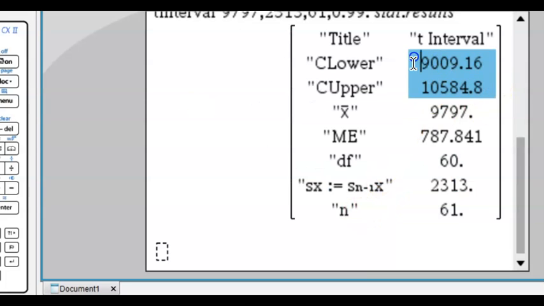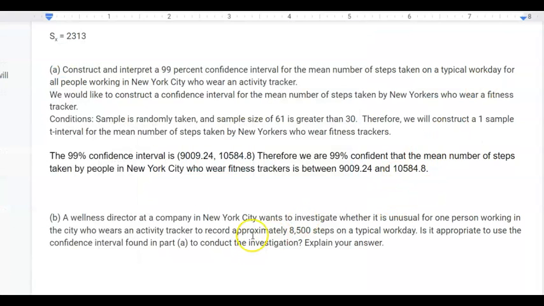And there you go. There are some slight differences because of perhaps some rounding error, but it's not that big of a deal. So 9009.16 to 10,584.8. There we are. There's the same interval that we got when we did it by hand. So very good. Now, last but not least, a question that is just here to make sure you're paying attention.